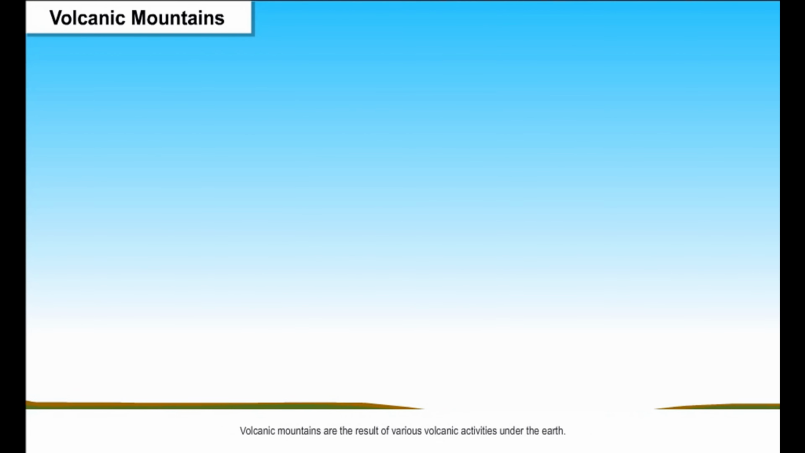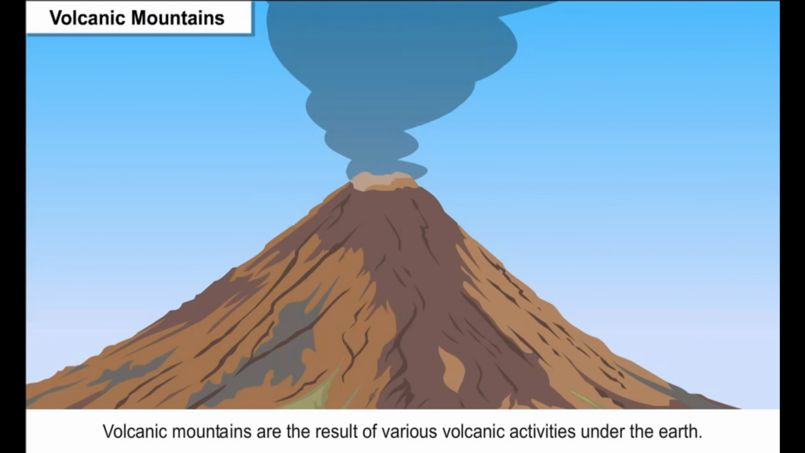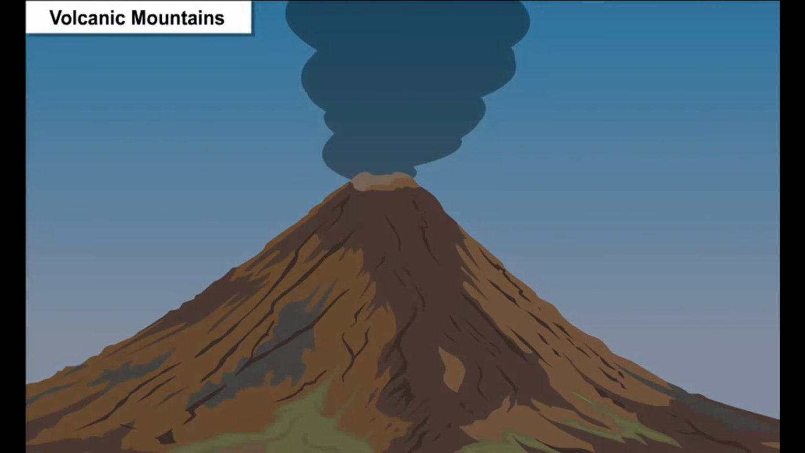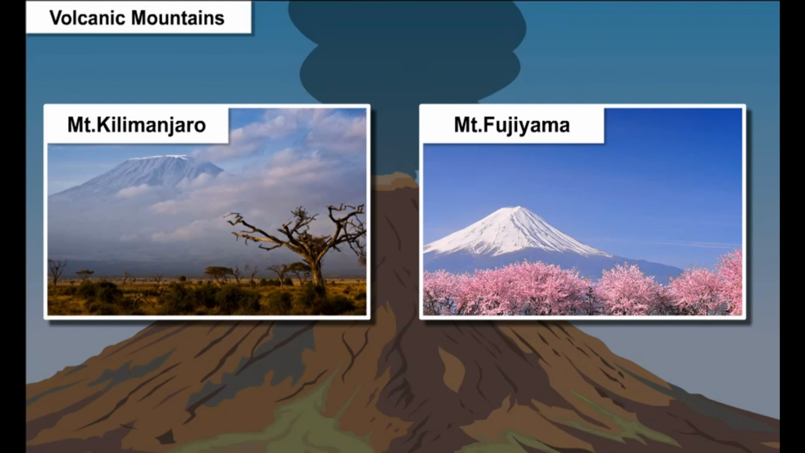Volcanic mountains. Volcanic mountains are the result of various volcanic activities under the earth. Example, Mount Kilimanjaro in Africa and Mount Fujiyama in Japan.